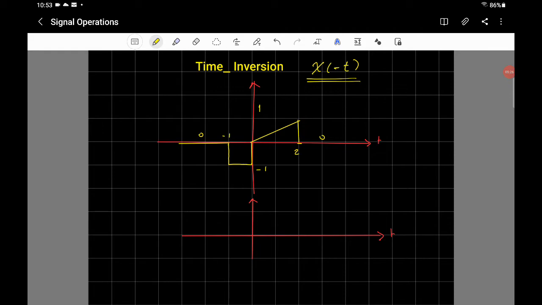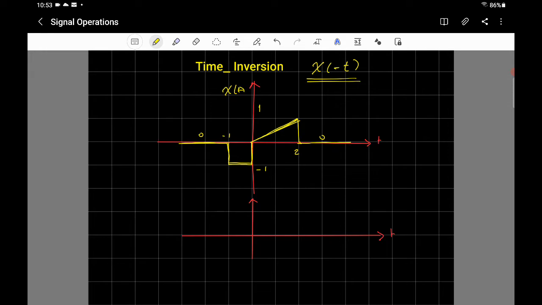The third signal operation is called time inversion. Time inversion is when you put a negative sign in front of t, meaning you want to find x of negative t. Well, in this diagram, x of t is given. It starts at 0, then goes to negative 1, goes up from 0 in a straight line with slope equal to 1, up to 2, and then goes back again to 0.